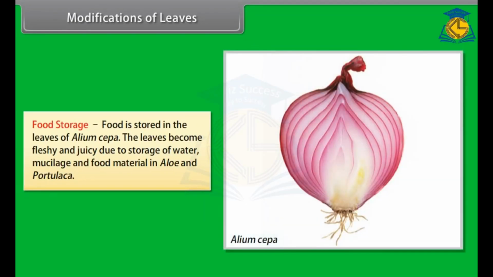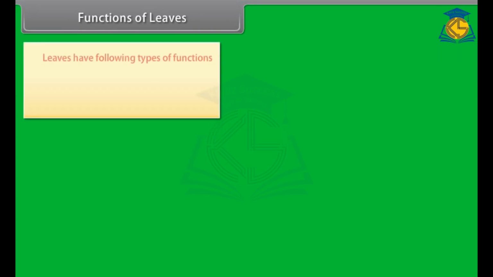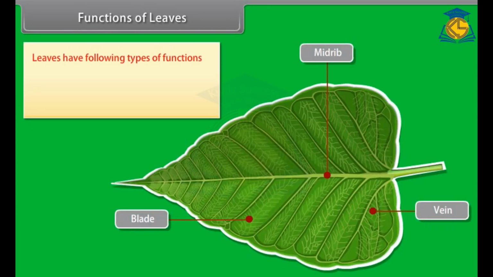Food storage. Food is stored in the leaves of Allium cepa. The leaves become fleshy and juicy due to storage of water, mucilage, and food material in aloe and portulaca. Functions of leaves. Leaves have the following types of functions: primary or main functions, secondary or accessory functions. Primary functions of leaves.